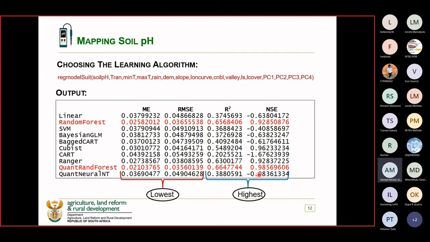So we want your ME and RMSE to be lowest, and we want your R squared and NSE to be highest. Most of the time, because we were from all over, Lesotho guys, Zimbabwe guys, and we were communicating a lot, quantile random forest was performing better. But we realized that for you to use that learning algorithm, it will take a lot of time. Computationally, it is quite demanding. So we opted for a random forest because it was the second after quantile random forest.